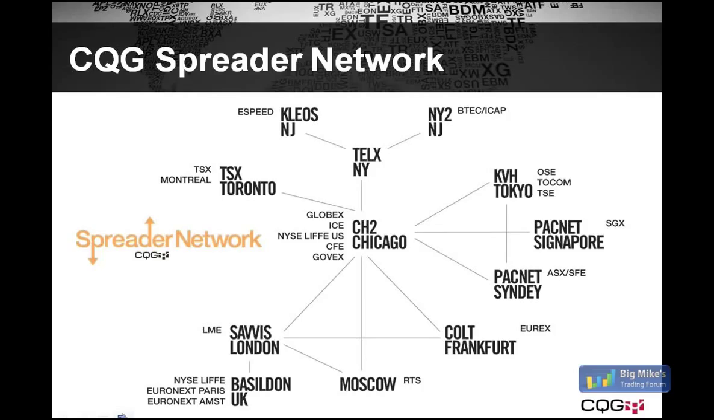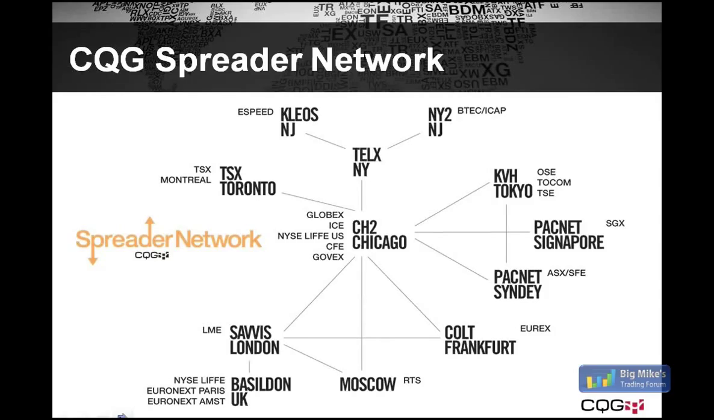This list of exchanges does continue to grow as time goes on, with one of our largest pushes recently into the PAC rim, into Asia. Going from the top here: cash treasuries, Cleos in New Jersey, co-located. That's with eSpeed, another cash treasury venue, BrokerTech, NICAP, located there in New Jersey, co-located. Going around the horn here, in Tokyo, the OSE, the TOCOM, and the TSE exchanges. PACnet in Singapore, we've got the SGX.